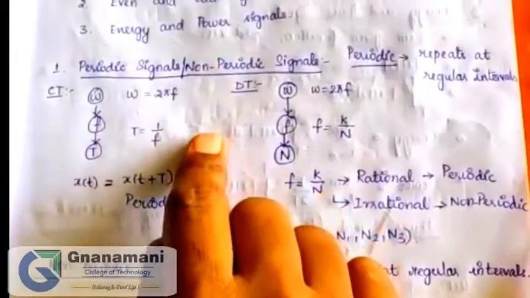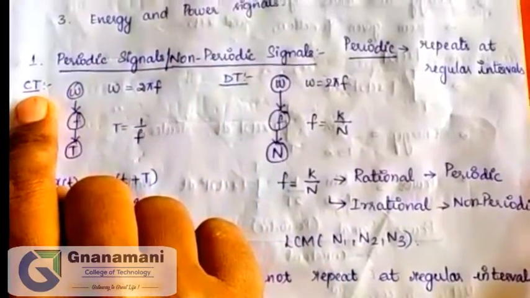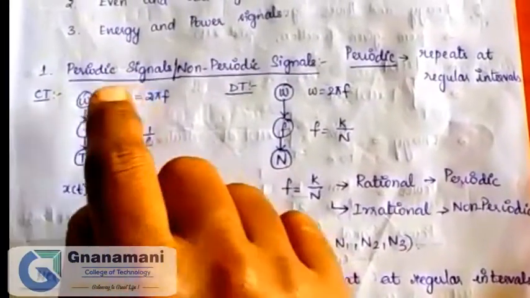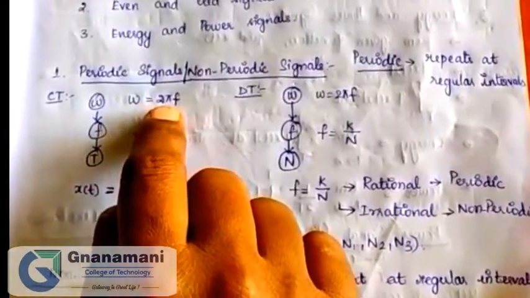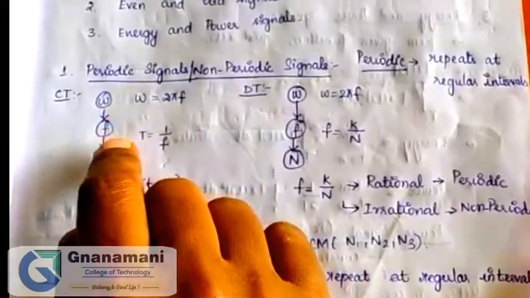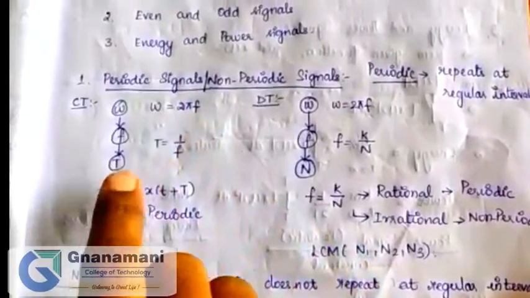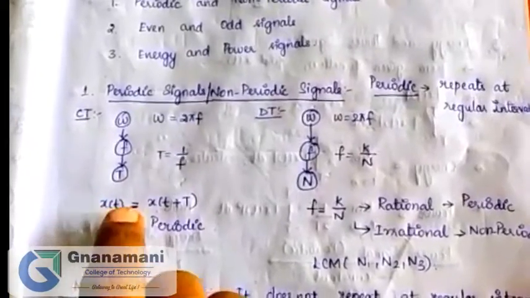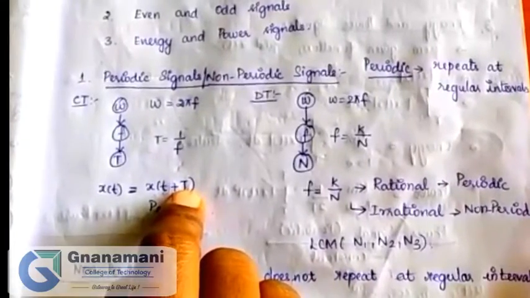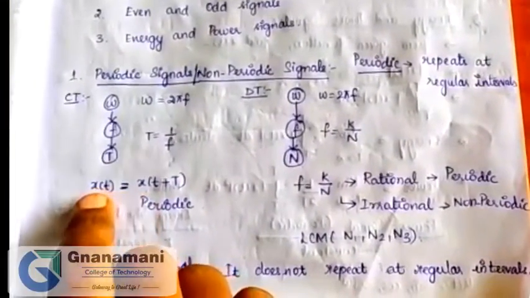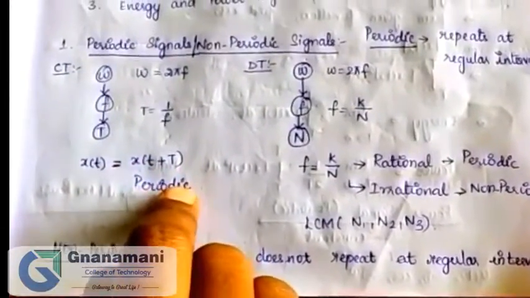So the steps to find out whether a signal is periodic or non-periodic. For a continuous time signal, the given question is in terms of omega. From that, omega is equated to 2 pi f. From that f we have to find the time, so the time period is equal to 1 by frequency. Our equation should satisfy x of t is equal to x of t plus capital T, where T is the period. If this equation holds, then the signal is a periodic signal.